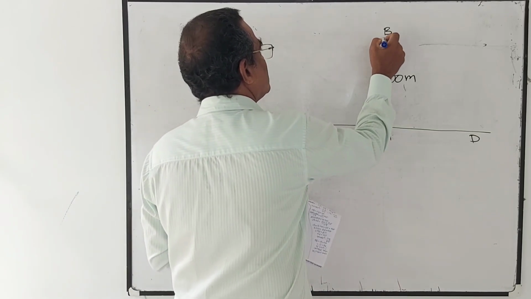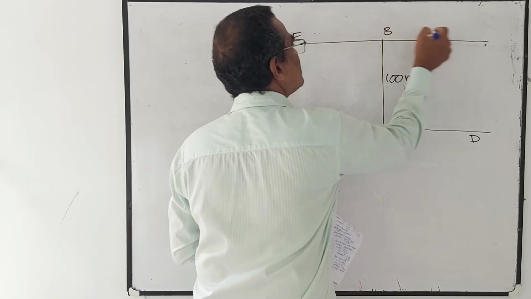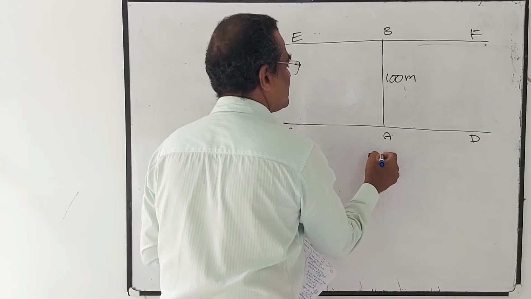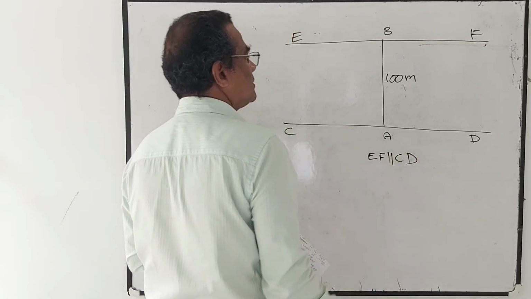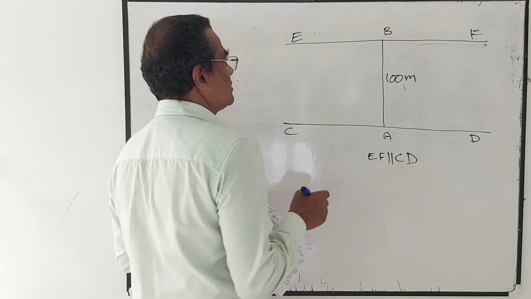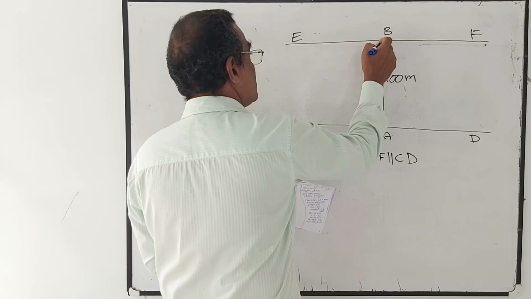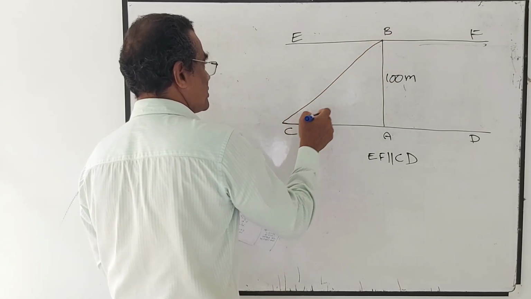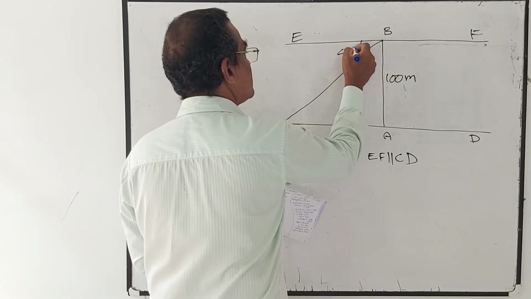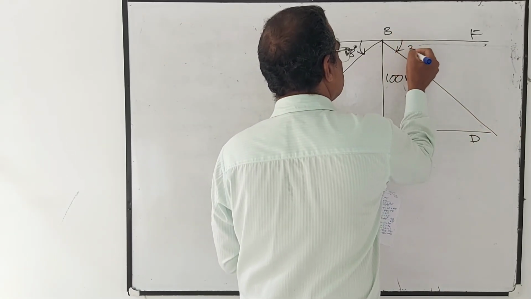Then we need to draw a horizontal at B, the horizontal EF, such that EF is parallel to CD. All these you should mention. And the angle of depression as observed from the top of this lighthouse, one angle is 48 degree and the other angle is 36 degree.